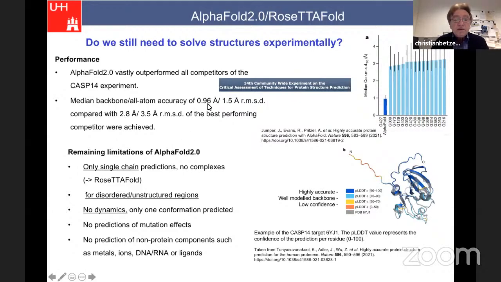It has tremendous accuracy, with this prediction having an RMS deviation in the range of less than 1 angstrom compared with other methods known till now. As shown here, the prediction is quite good, but remaining limitations, which is important to mention, are that it goes only for single chain type of biomolecular molecules.